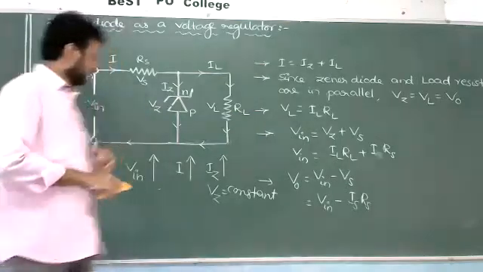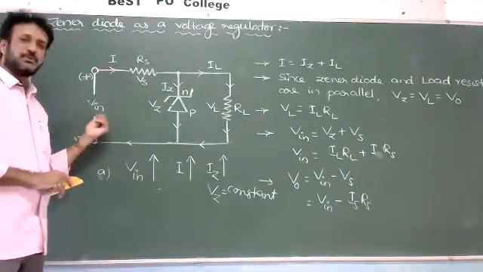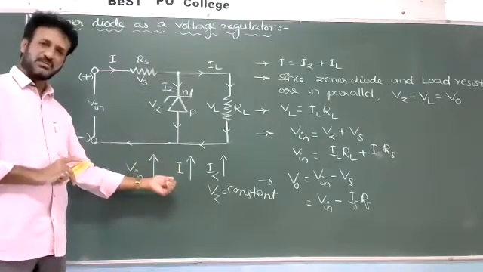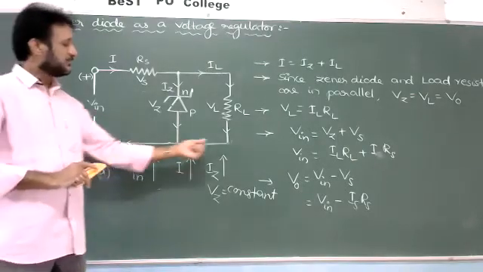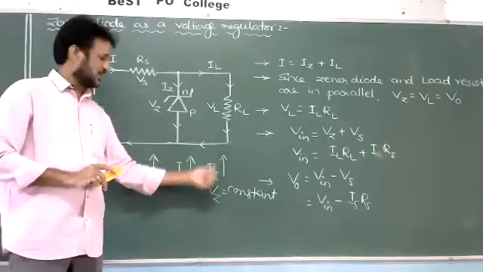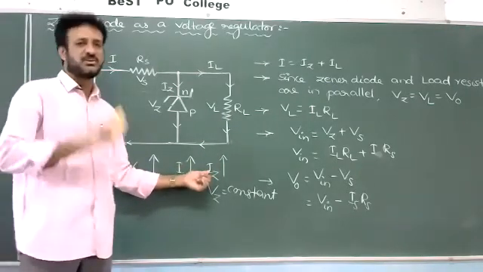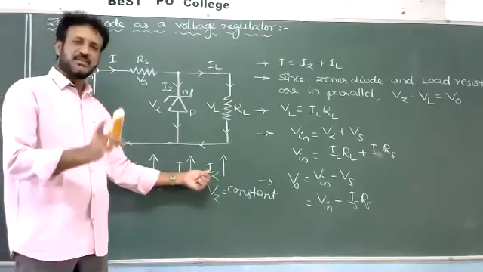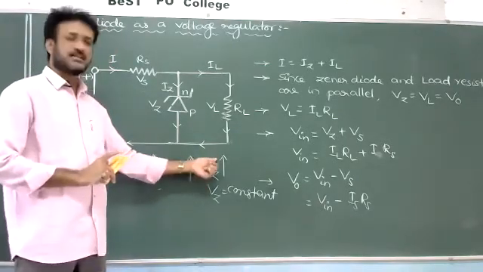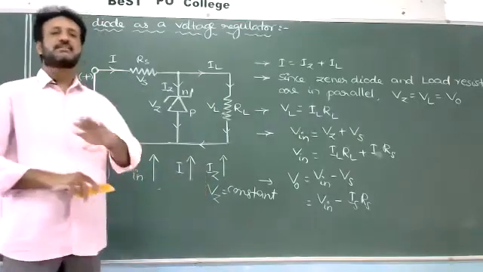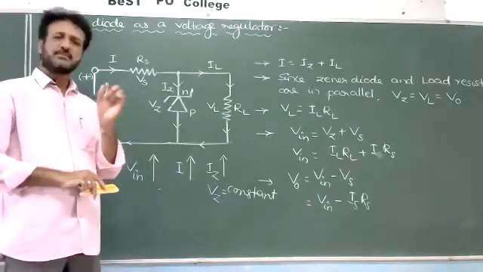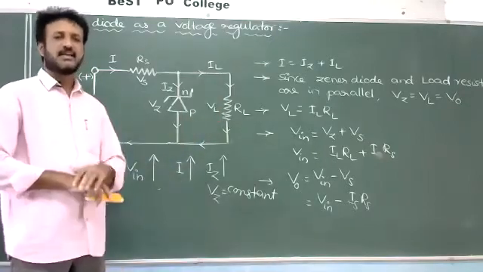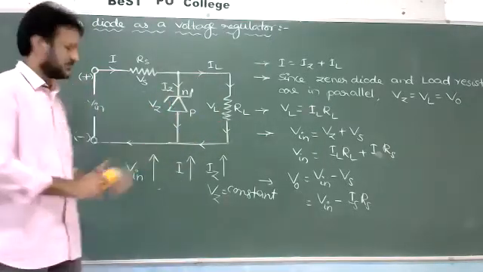So observe carefully, when the input voltage suddenly increases, the corresponding input current also increases. The current flowing through the load resistance and the Zener diode also increases. Even though current flowing through the Zener diode increases, the voltage across the Zener diode remains constant. So the same constant voltage will be taken across the load resistance as output. That is the first part.